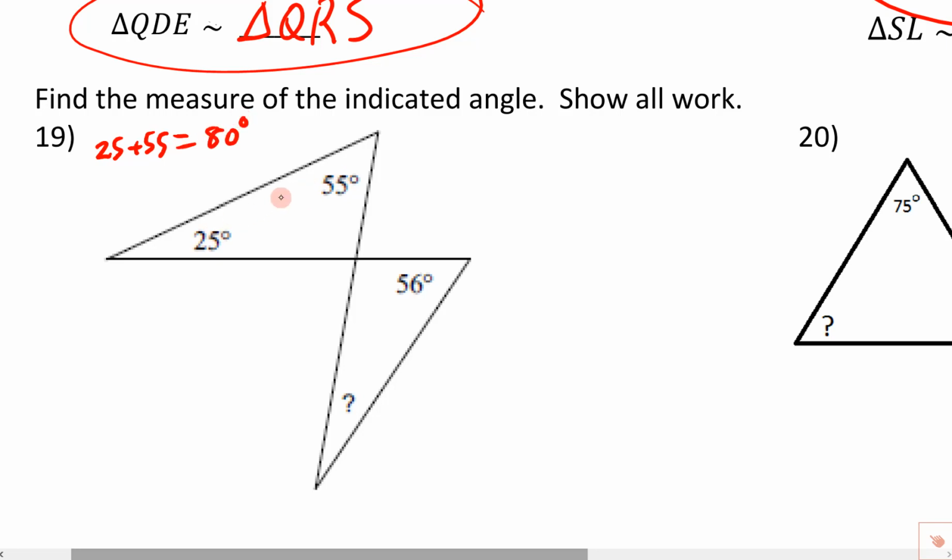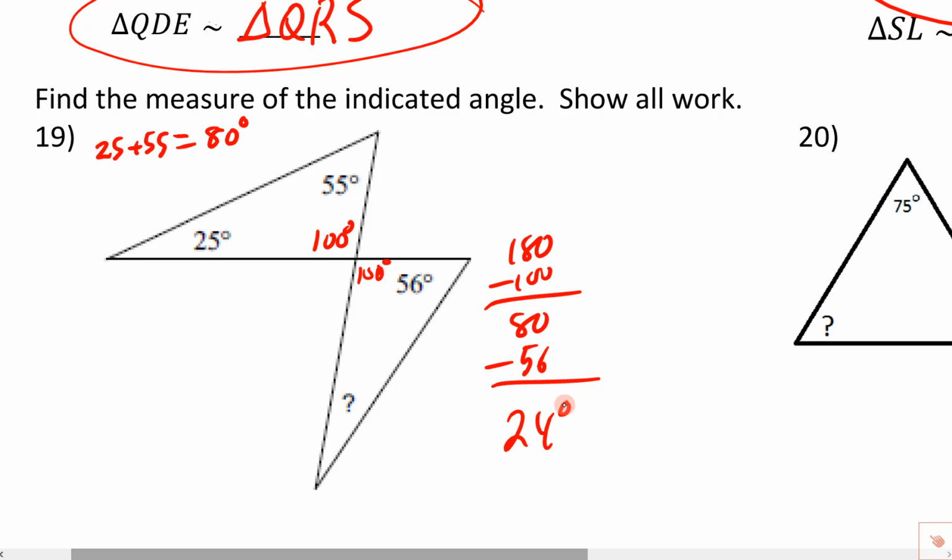So if these two add up to 80 degrees and there's 180 degrees on the inside of the triangle, this has got to be 100 degrees. It's got to be 100. And these are vertical angles, so that's got to be 100. So what that means is we can just figure out what's left. So we can take 180, subtract the 100, that's 80, and subtract the other 56 that we used in that one. So that's going to end up being 24 degrees. So this angle right here is 24 degrees. We're going to go ahead and circle it, and we're all set.